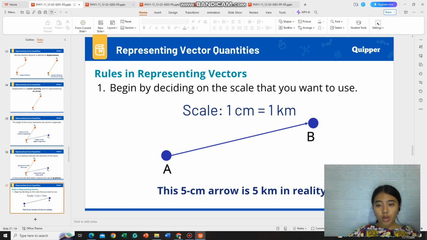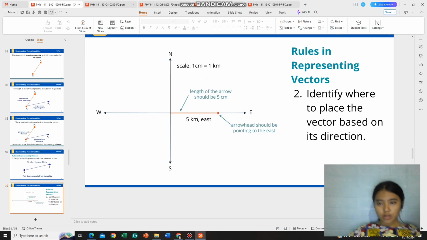So, moving on to rules in representing vectors. Begin by deciding on the scale that you want to use. So, the scale is 1 cm equals 1 kilometer, where this 5 cm arrow is 5 kilometers in reality.